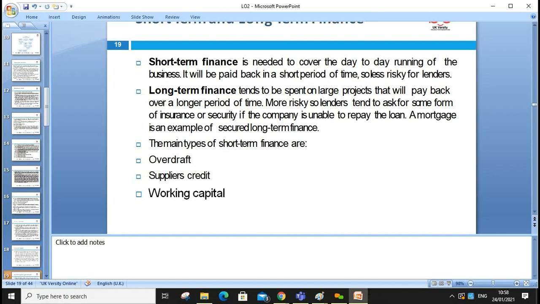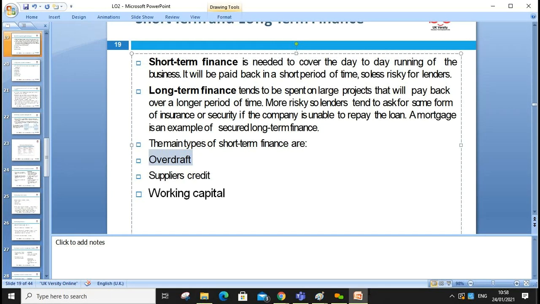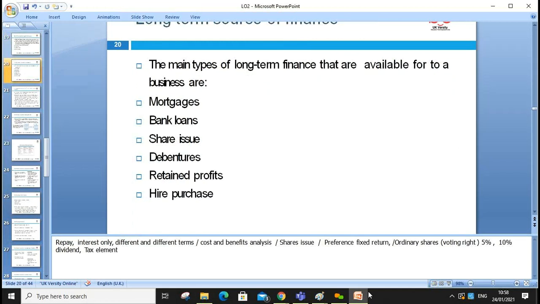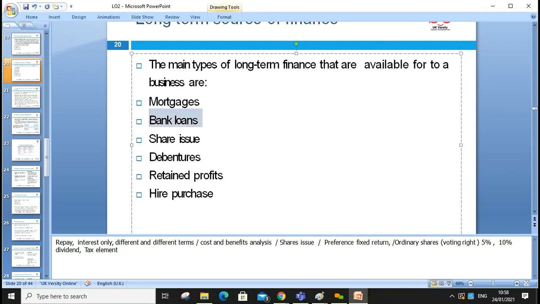So for short-term, we can do an overdraft, we can get credit from the supplier, or we manage our working capital. And for the long-term, of course, we can get bank loans. These are the main long-term sources of finance: mortgage, bank loan, share issue, debenture. With a debenture, you have an asset but you don't have money, so you can secure it, you issue one paper, and that's called a debenture.